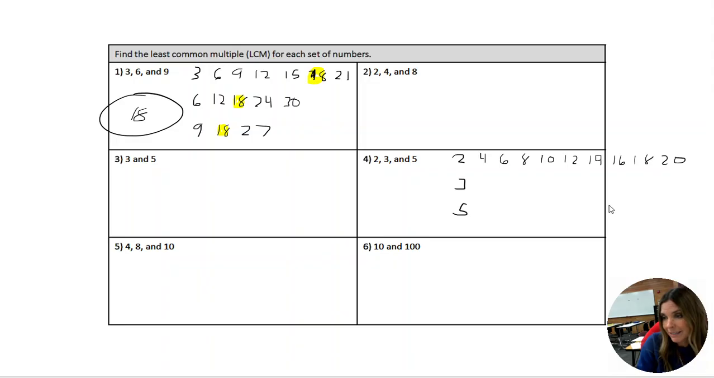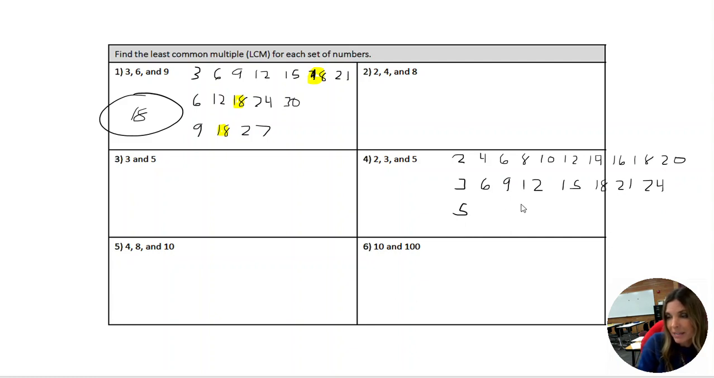I think that's going to be high enough. And then for 3, we would have 3, and then 6, and then 9, and then 12, and then 15, and then 18, and then 21, and then 3 times 8 is 24.